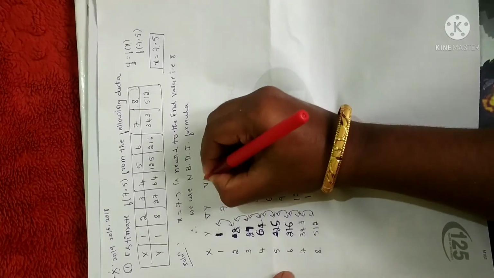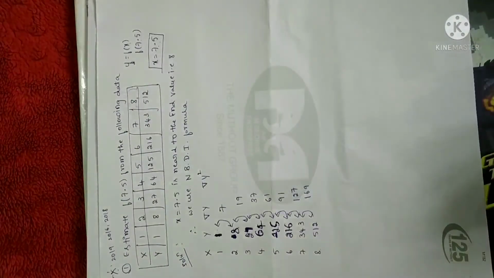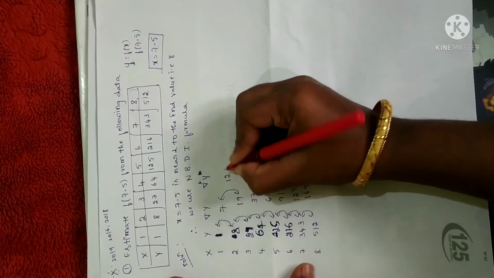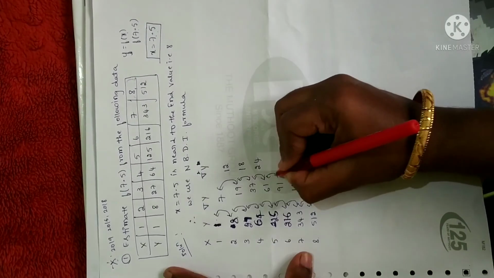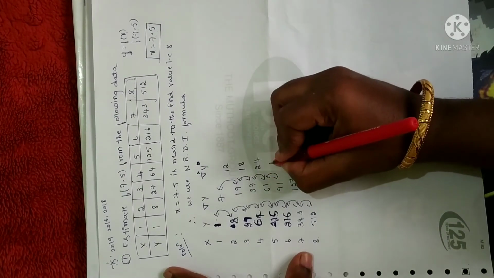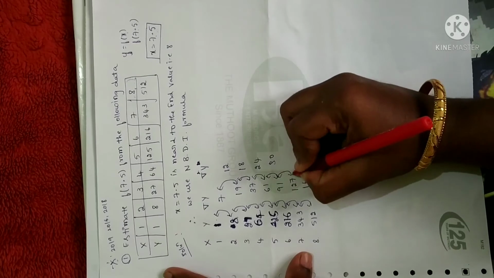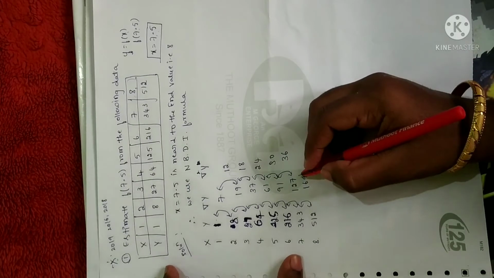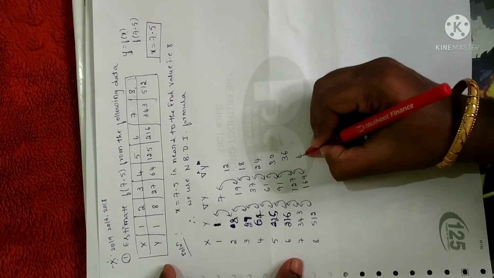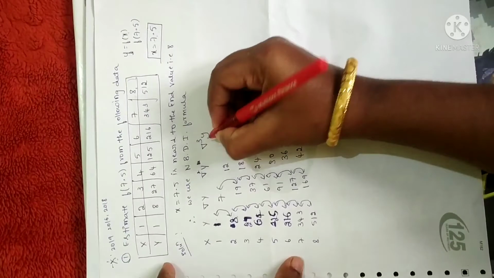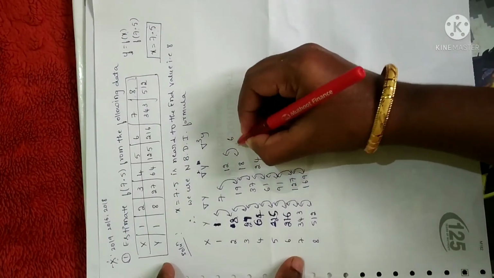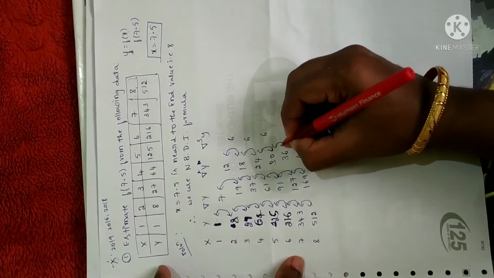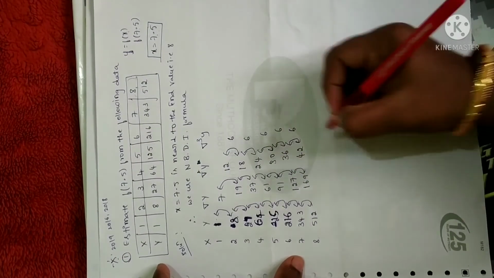Similarly, the second backward difference, that is nabla square or reverse delta square y. 19 minus 7, 12. 37 minus 19, 18. 61 minus 37, 24. 91 minus 61, you will get 30. 127 minus 91, 36. Similarly, 169 minus 127, you will get 42. Now, the third backward difference: 18 minus 12, 6. 24 minus 18, 6. 30 minus 24, 6. 36 minus 30, 6. 42 minus 36 is also 6.